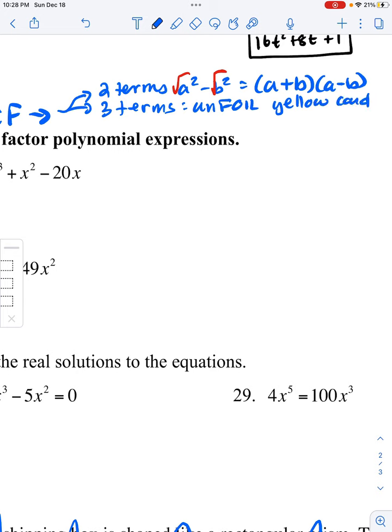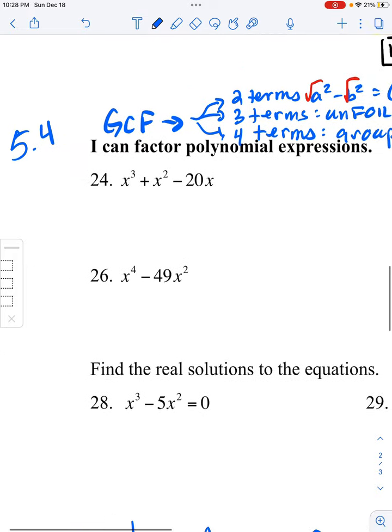You're looking for the number pairs that work. Or it has 4 terms, and you use grouping. Now, a lot of times with grouping, you end up getting to factor it more, but we can see if that pops up here.